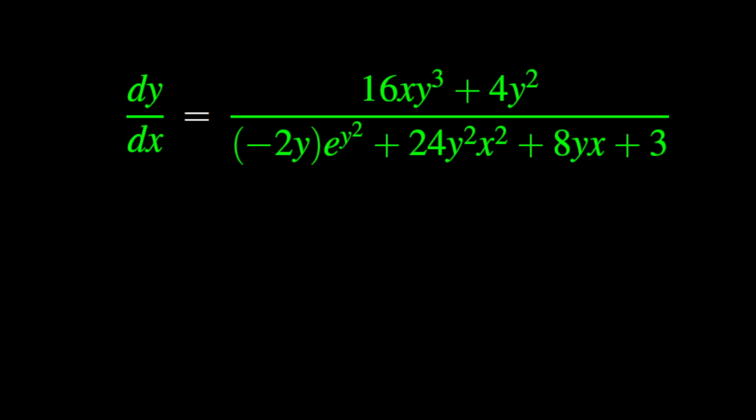Finally, when we solve the last equation for dy over dx, we see that the derivative of y with respect to x, dy over dx, is equal to the ratio 16xy cubed, plus 4y squared over 24y squared x squared, plus 8yx, plus 3, minus 2y times exponential of y squared.